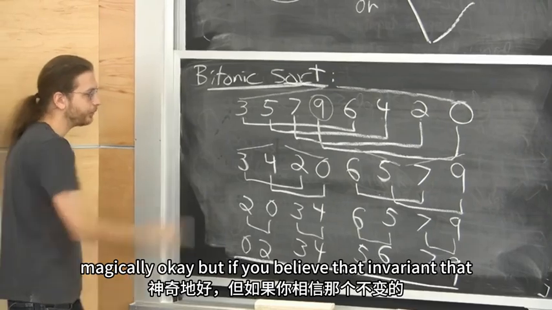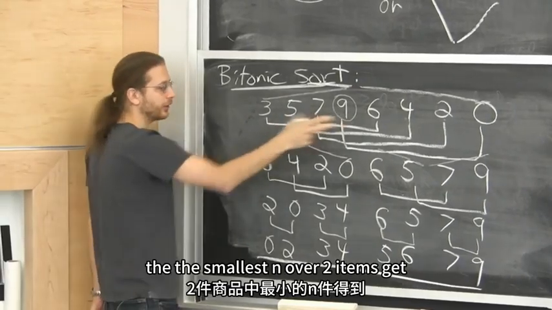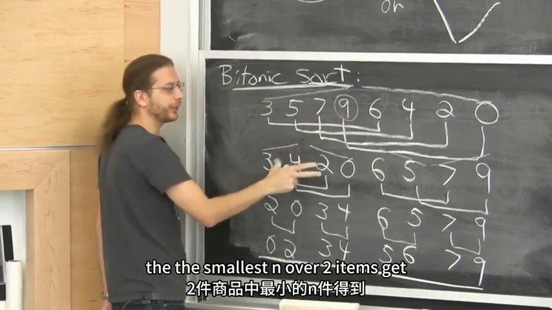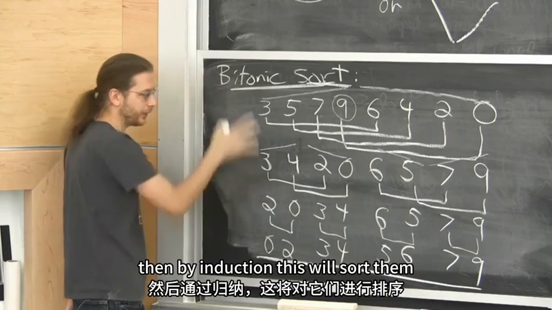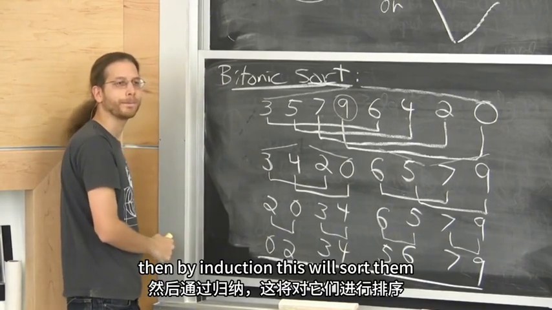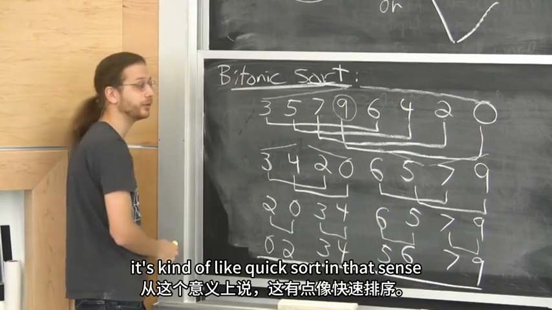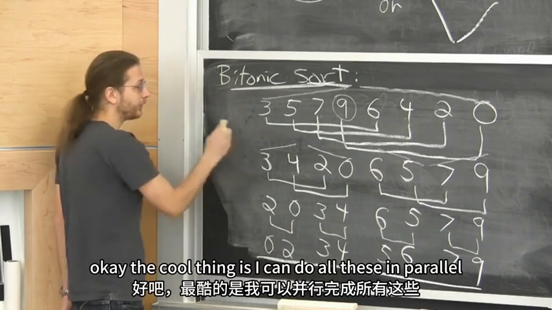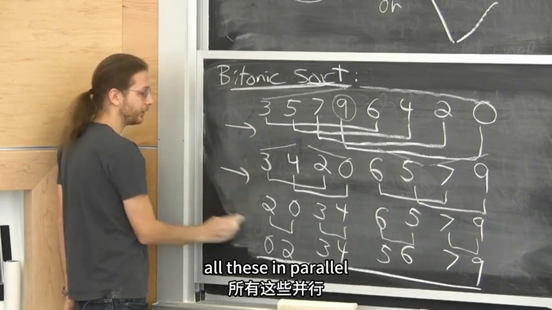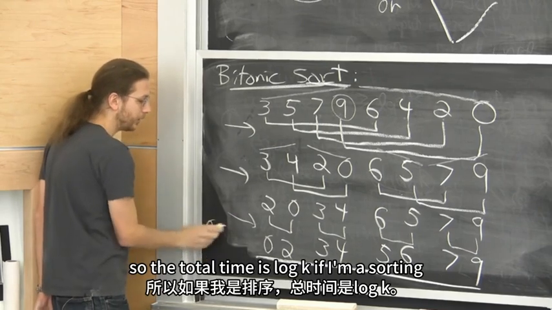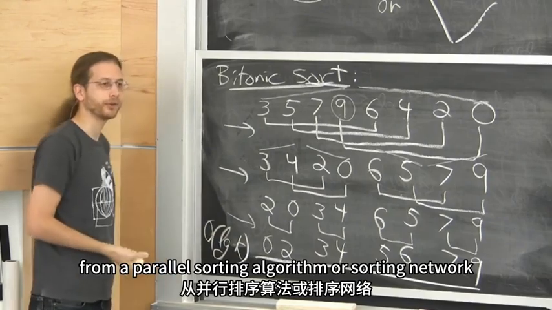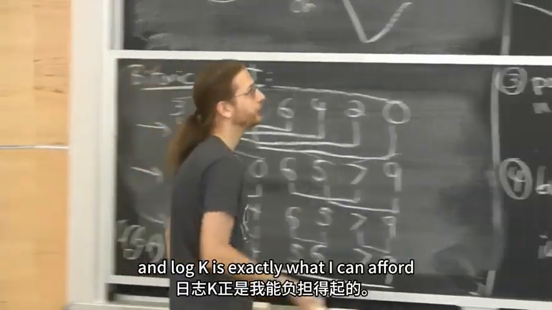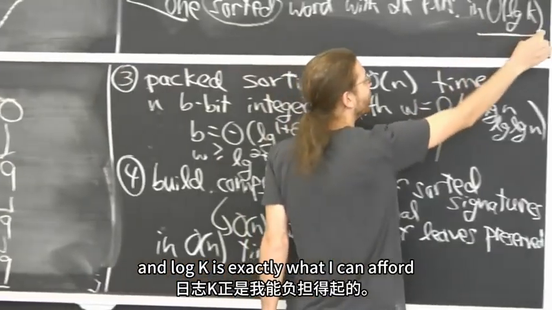Magically. Okay, but if you believe that invariant, that the smallest n over 2 items get to the left and the larger n over 2 items get to the right, then by induction this will sort them. It's kind of like quicksort in that sense. The cool thing is I can do all these in parallel, all these in parallel, all these in parallel, so the total time is log k if I'm a parallel sorting algorithm or sorting network. And log k is exactly what I can afford.